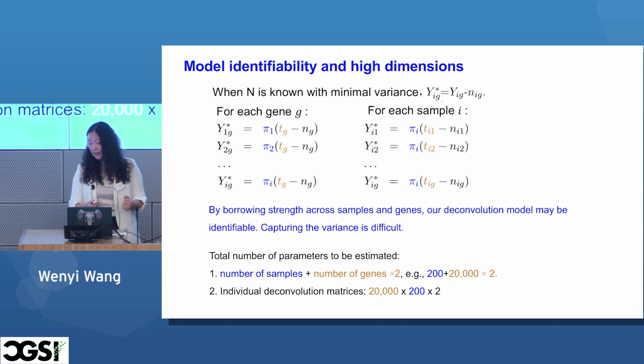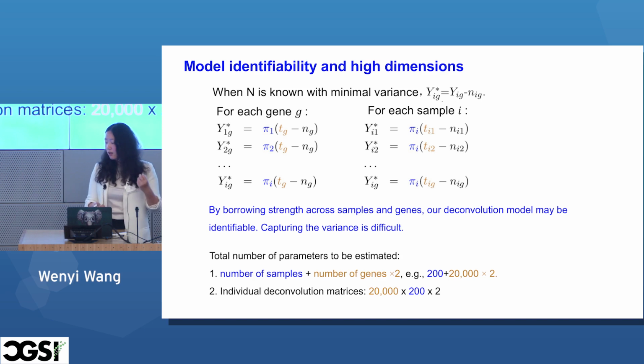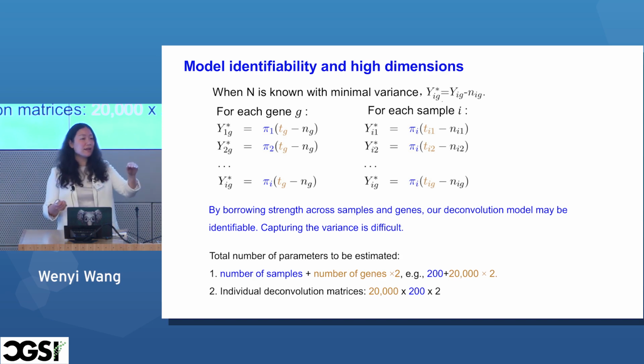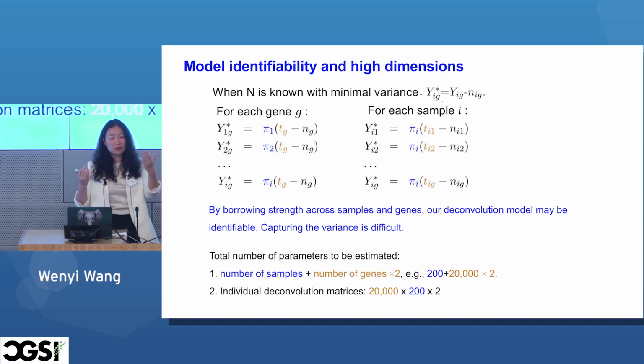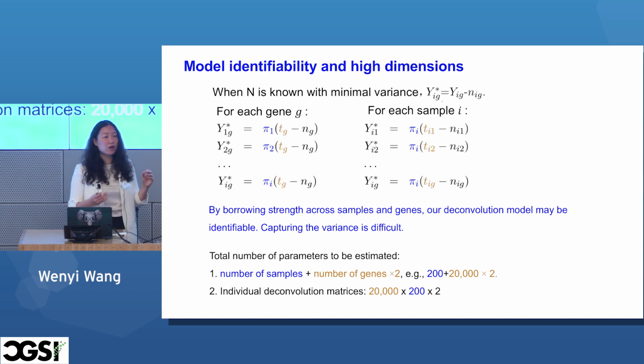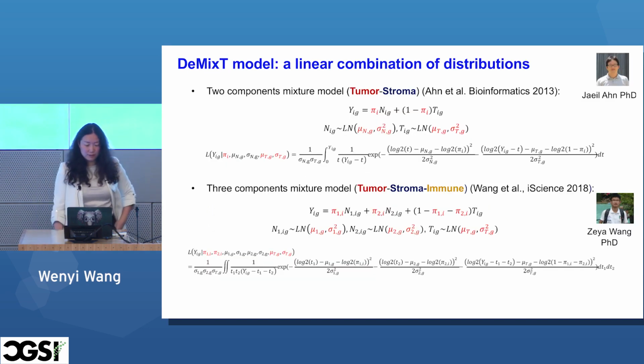And then high dimensionality. The total number of parameters to be estimated involves two steps. At the first step, we estimate the mixing proportions, corresponding to the number of samples, and the mean and variance of the gene expression distribution for each gene, so the number of genes times 2. For example, a regular biomarker study is 200 plus 20,000 times 2. Once that's given, the second step is to recover the full individual deconvolved matrices for each component, and that's 20,000 times 200 times 2 values that we will need to estimate to complete the job. So how do we resolve this?